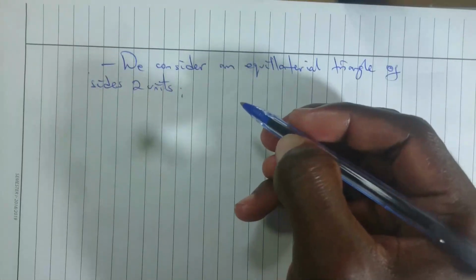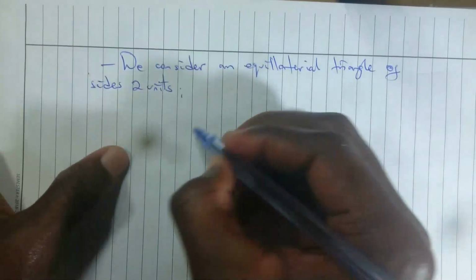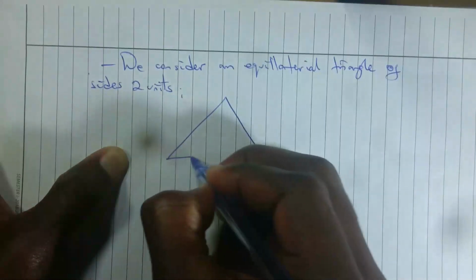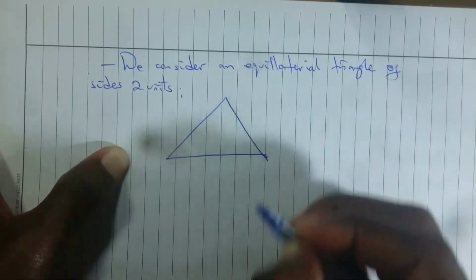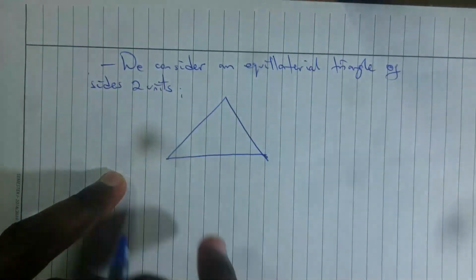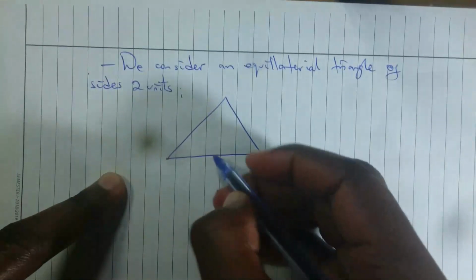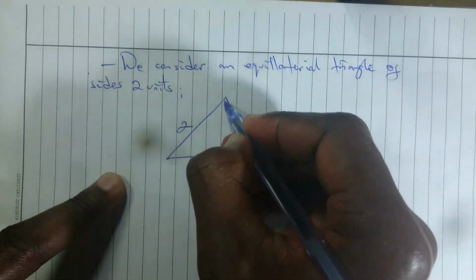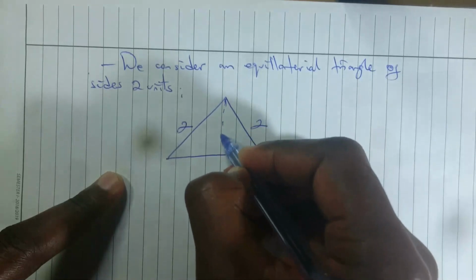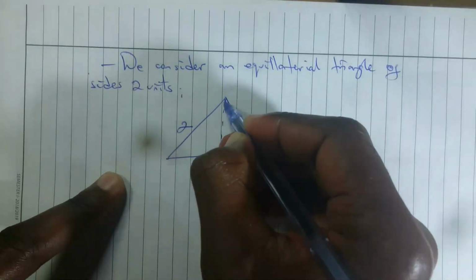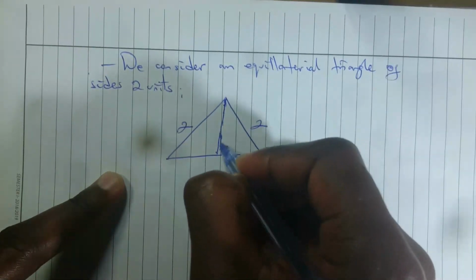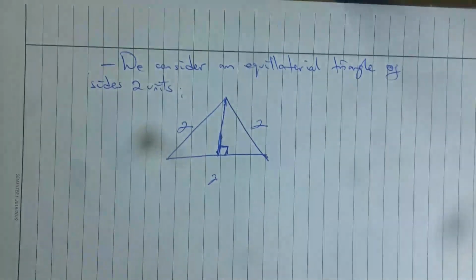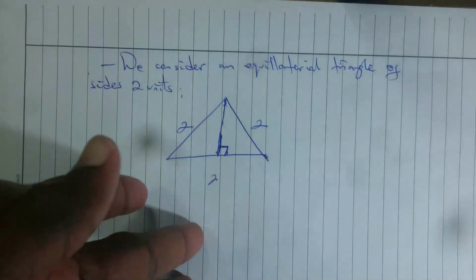You know, equilateral triangles have equal sides. I mean, all the sides are equal. Let's consider that each side is 2 units, 2 units, 2 units. But now let's drop a perpendicular and divide it into 2, so that we have a height there. I'm trying to look for a height. So let's say this is 90 degrees, perpendicular to the base.